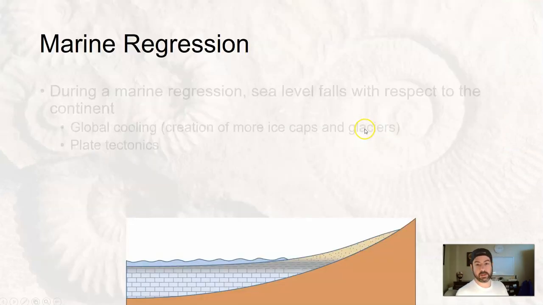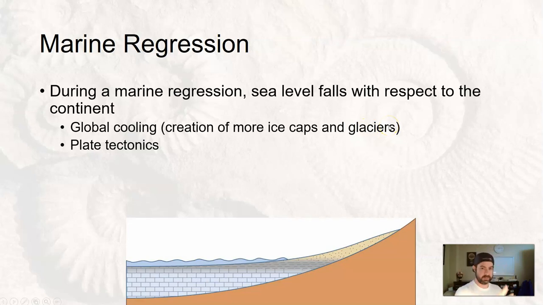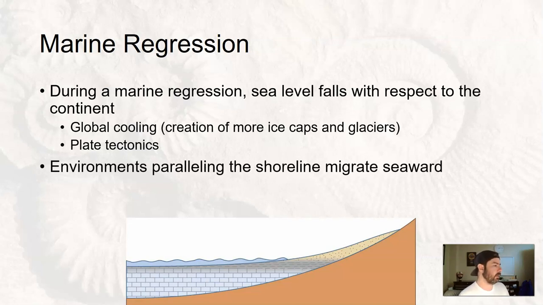So, marine regression. During a marine regression, that's the opposite of transgression. Sea levels fall with respect to the continent. Maybe global cooling caused glaciation, so now water's got to come from somewhere, and so that water coming from the ocean into the atmosphere, turning to snow, compacted into ice, creates ice caps and glaciers, so sea levels are falling. And then again, plate tectonics, moving things around, things can happen. Ocean basins change, uplift can occur, etc.